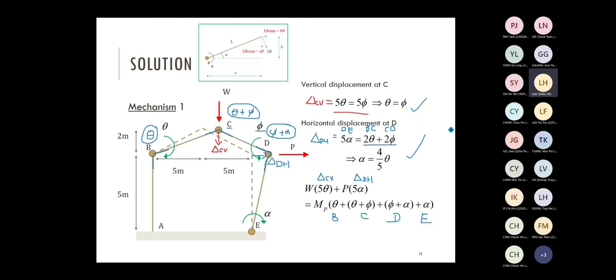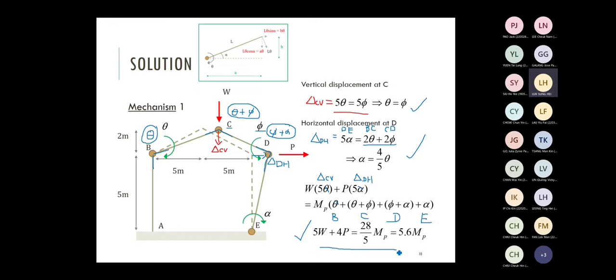Finally, use the upper two relationships to transform all the angles into a single symbol so that you can eliminate things on both sides of the equation. After some simplification, my answer is that we have one interaction formula, 5W plus 4P equal to 5.6 MP. This is the first interaction formula between W and P.